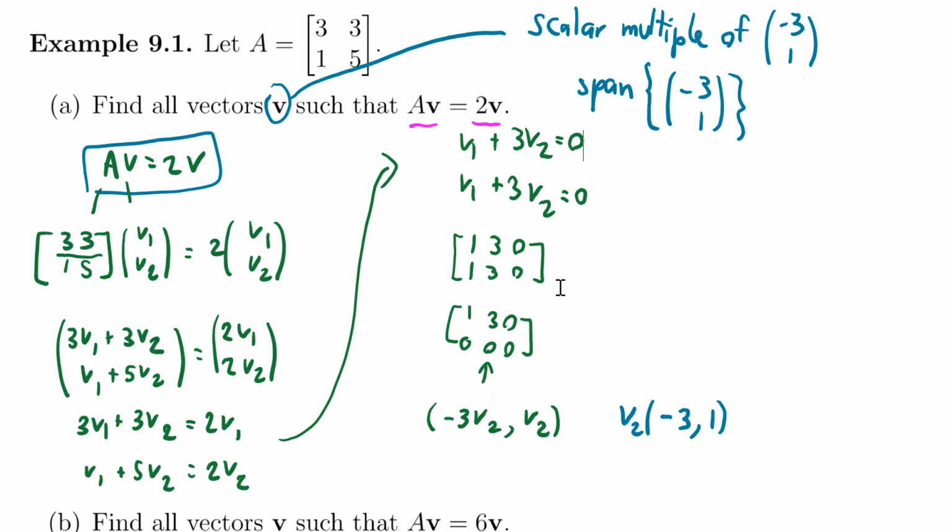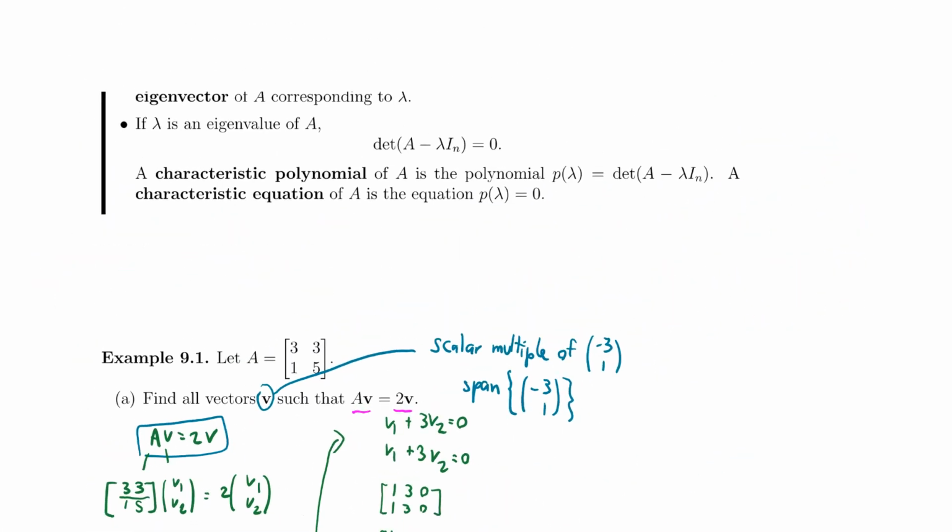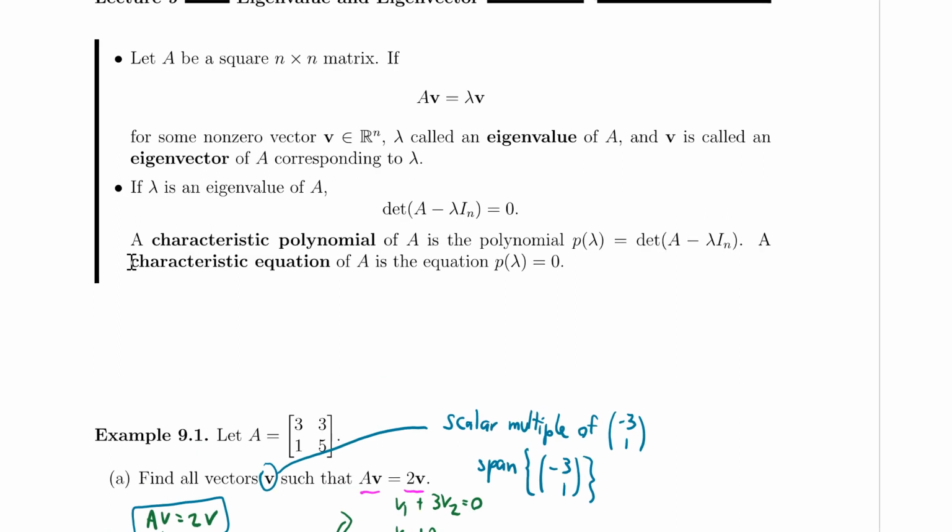But for now, let me give it an official name. Whenever this happens, whenever I have a square matrix A, and I multiply A by v, you can think of it as a linear transformation. I transform v. And when I transform that vector, it results in a scalar multiple of that vector. I get lambda times v. This lambda here is a scalar. My v here is my vector.